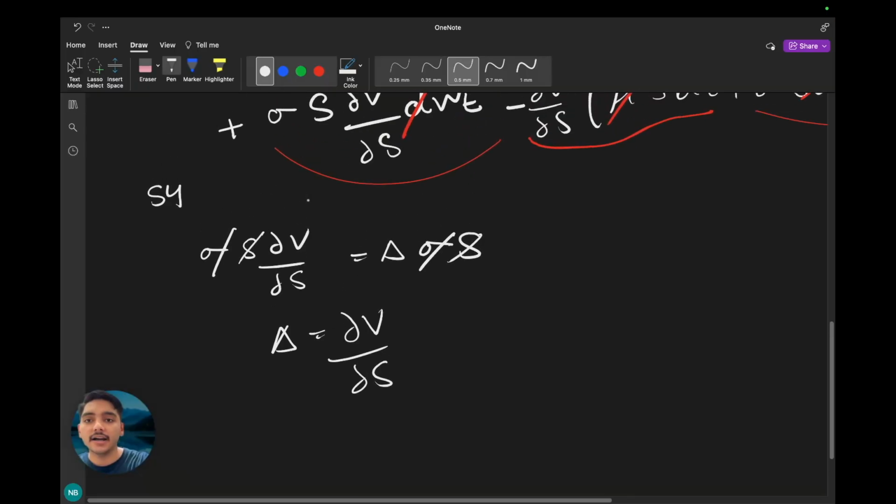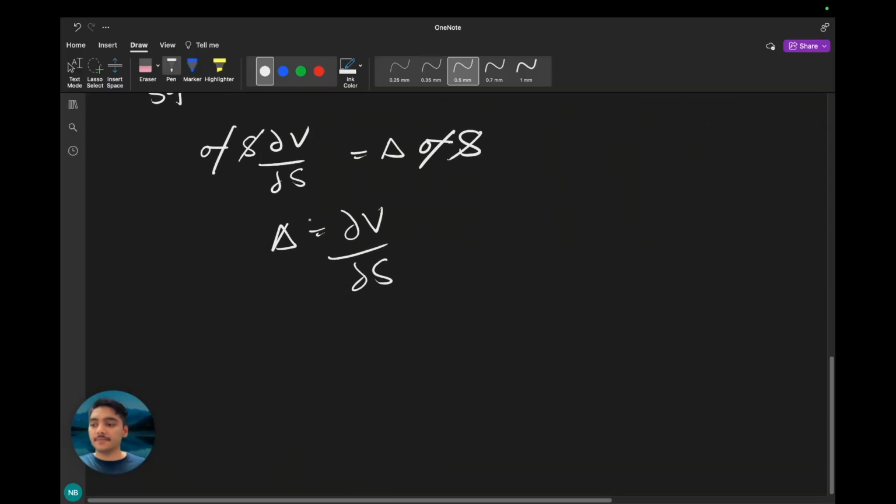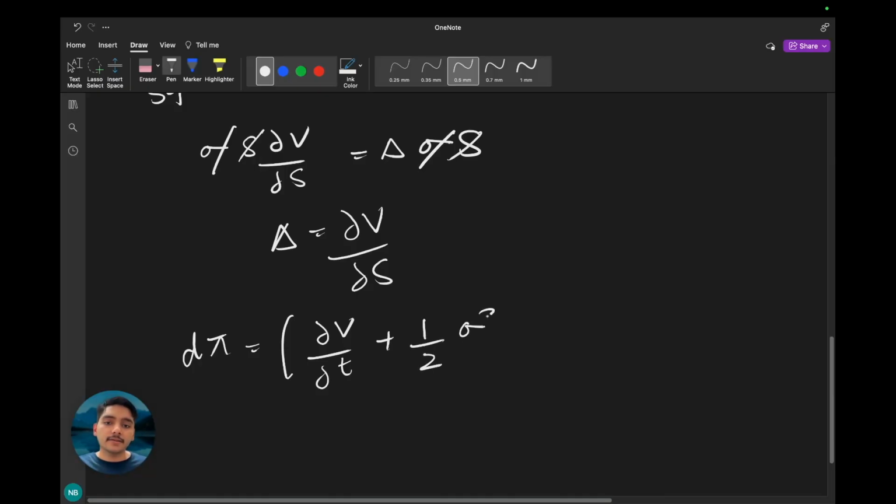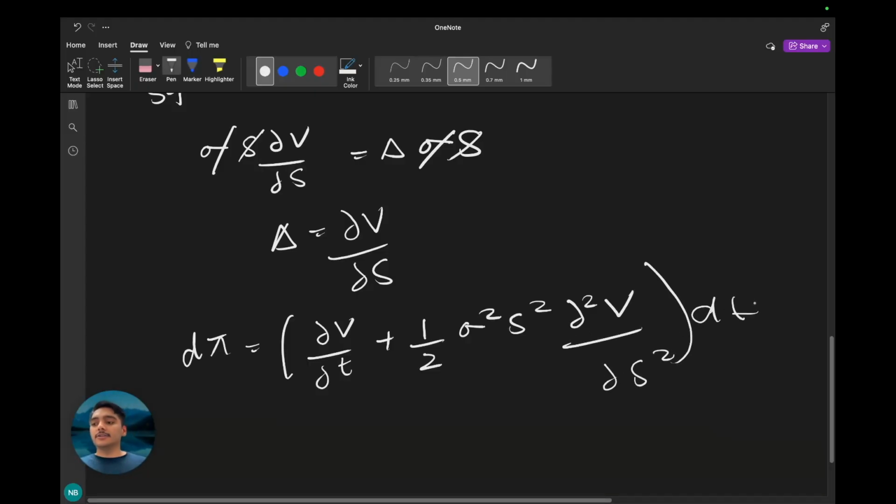So I write here, the portfolio d pi becomes partial derivative of V with respect to t plus half sigma square S square, double partial derivative of V with respect to S square, dt. So the portfolio is now completely deterministic and no random terms are left. So we have created basically a risk-free investment.